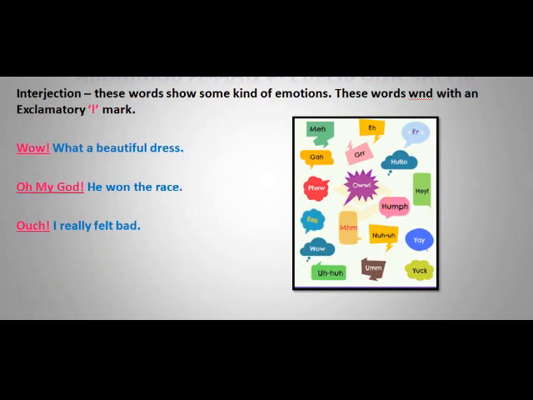So the next is the interjection. In interjection, these words show some kind of emotion. These words end with an exclamation mark. Those words show some kind of emotion, maybe surprise, maybe shock, or some other things, but it ends with an exclamation mark. For example: wow, what a beautiful dress! Oh my god, he won the race! Ouch, I really felt bad! Others are given to you like grr, oh.